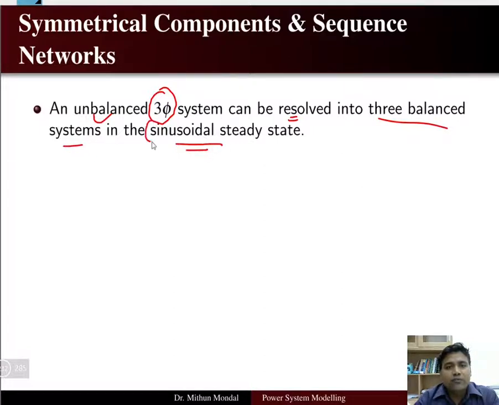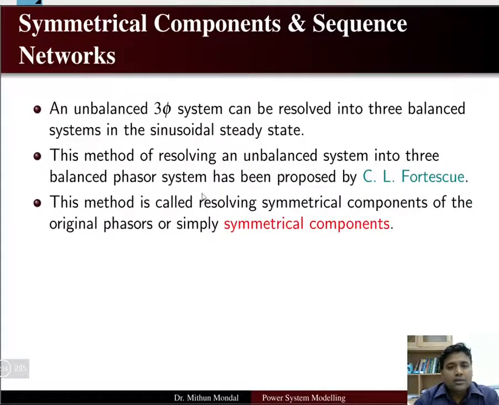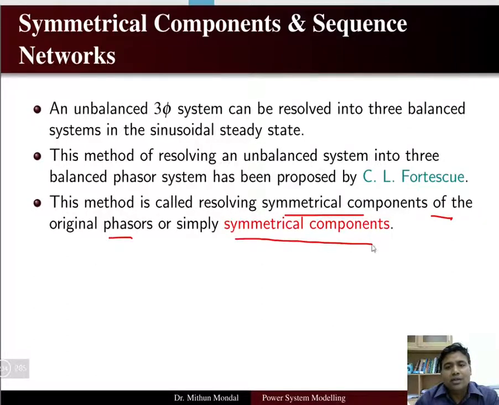So the waveform will be sinusoidal in nature and the system will be unbalanced. Whenever we have an unbalanced three-phase system, it has to be resolved into three balanced systems. This method of resolving an unbalanced system into three balanced phasor systems was proposed by C.L. Fortescue in 1918. The method of resolving the original phasors into symmetrical components is called simply the symmetrical components.